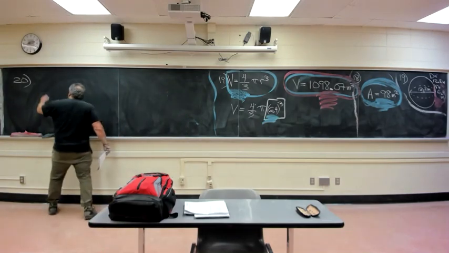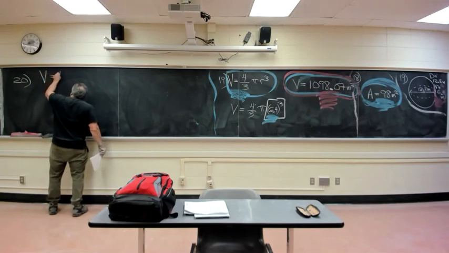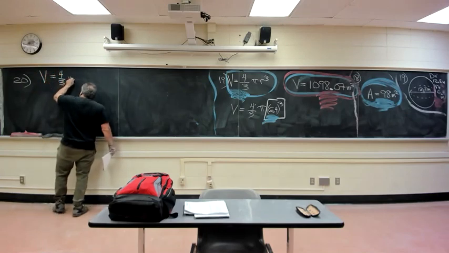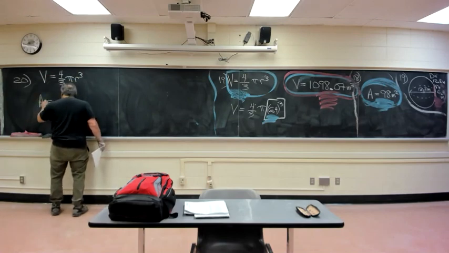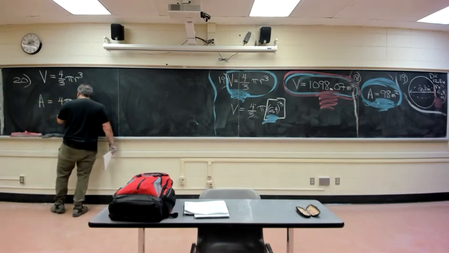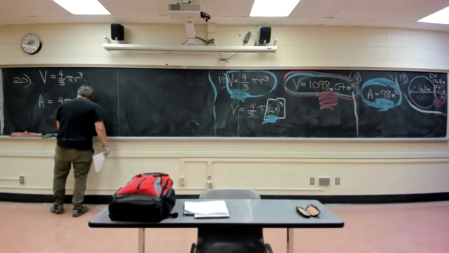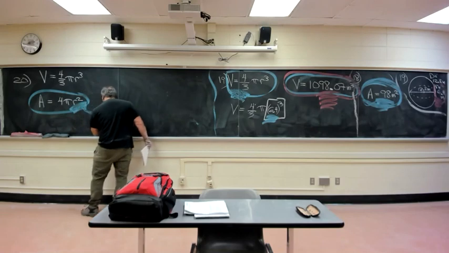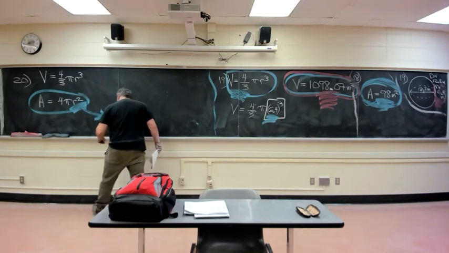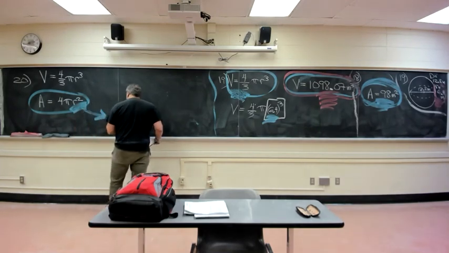Okay, volume of a sphere, we already know. We did this, and there are some fascinating derivations as to why that's true. The area of a sphere, and that's the one we want. That's what we're doing, so we're going to work it that way. Well, that's not too bad.